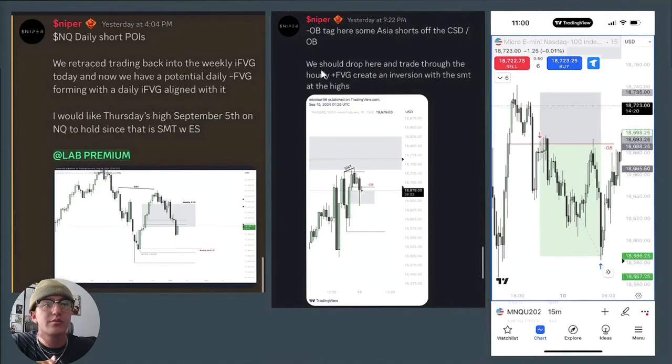And then when we got into the Asia session at 9:22, price came up, tagged that order block. We have shorts off of that CSDOB. We should trade through the hourly bullish fair value gap, create an inversion with SMT at the highs. As you can see here, once price tapped that order block, it was an in and out trade with literally no drawdown.